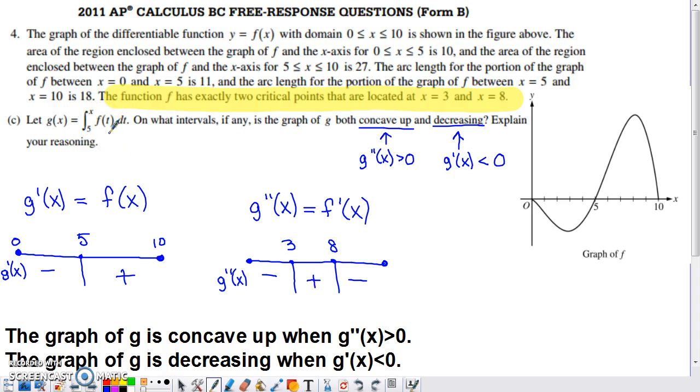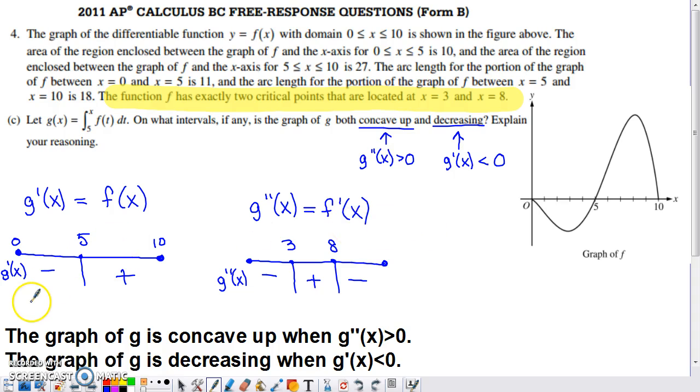So basically that says that the derivative and the definite integral are inverse operations, and we're going to end up with g prime of x being equal to f of x. And then if g prime of x is equal to f of x via fundamental theorem of calculus application, the second derivative of g is going to be equivalent to the first derivative of f.